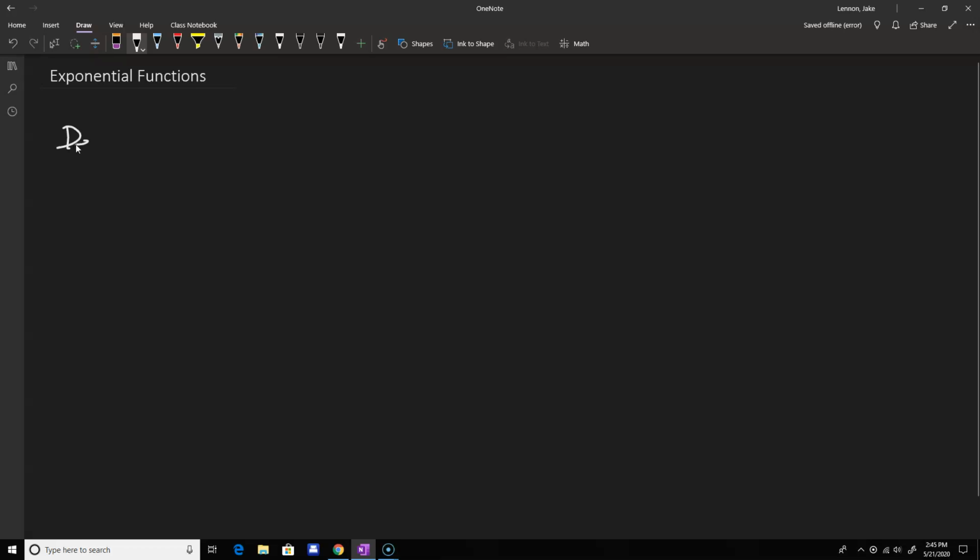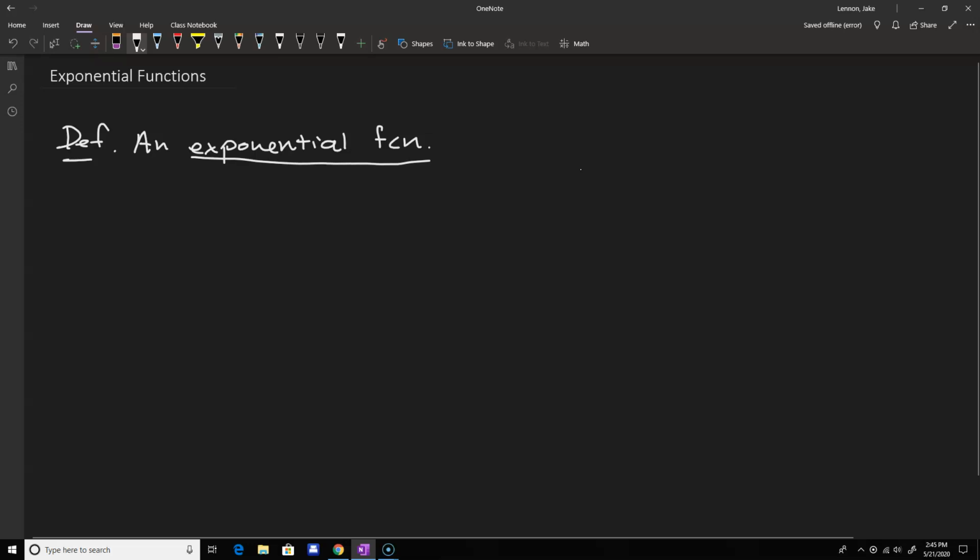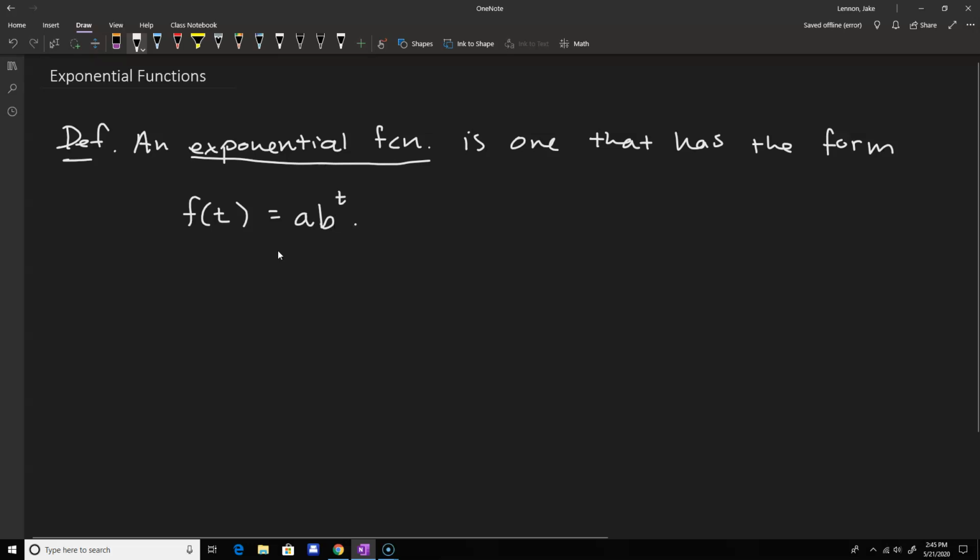So let's start out with the definition in standard form. An exponential function, well, I'll tell you the form, but the main difference between it and linear functions is it's going to grow multiplicatively in the output rather than additively. So this is one that has the form, and a lot of times with applications, the input is time, so we'll use t as the variable. So f of t, a function of t, looks like a times b to the t power.